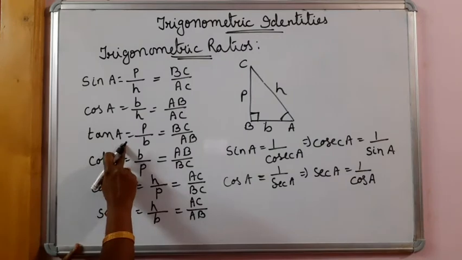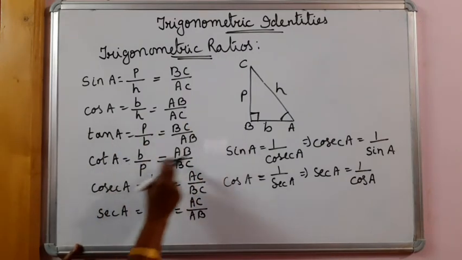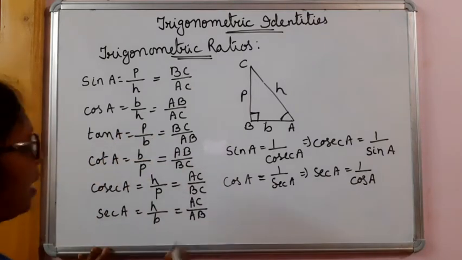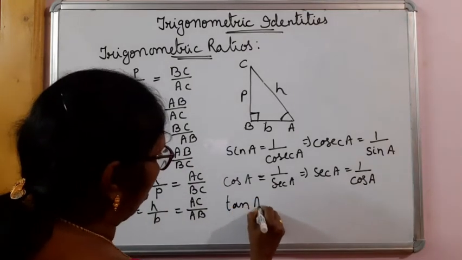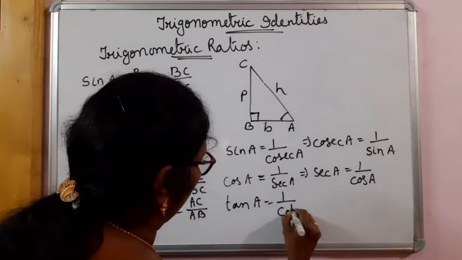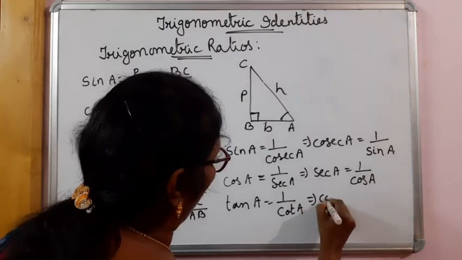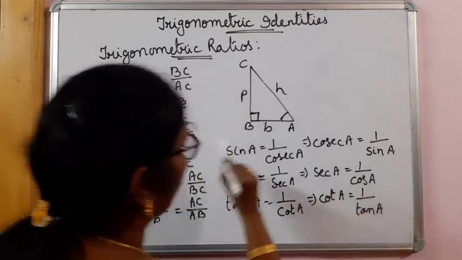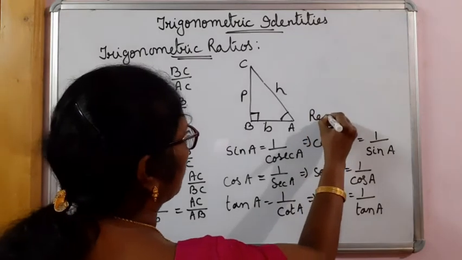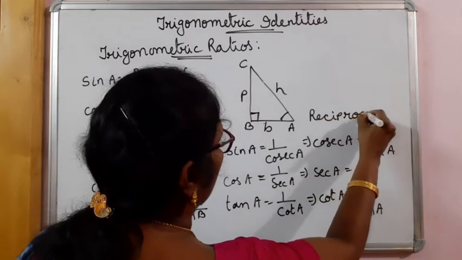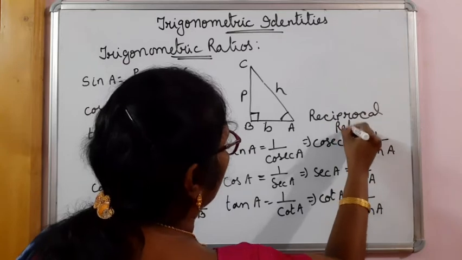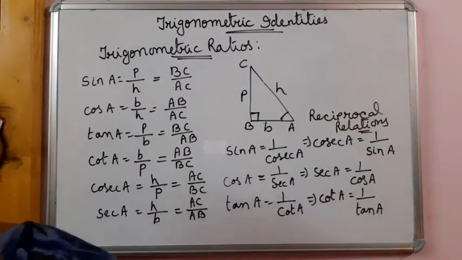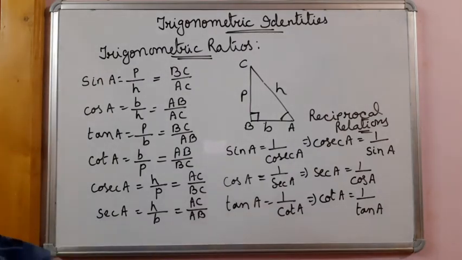Same way, tan A is BC by AB, cot A is AB by BC. So reciprocal of BC by AB is AB by BC. So tan and cot are reciprocal to each other. So tan A is equal to 1 by cot A, or cot A is equal to 1 by tan A. So these are known as reciprocal relations. These all are not new to you. Already you have learned in your previous class.